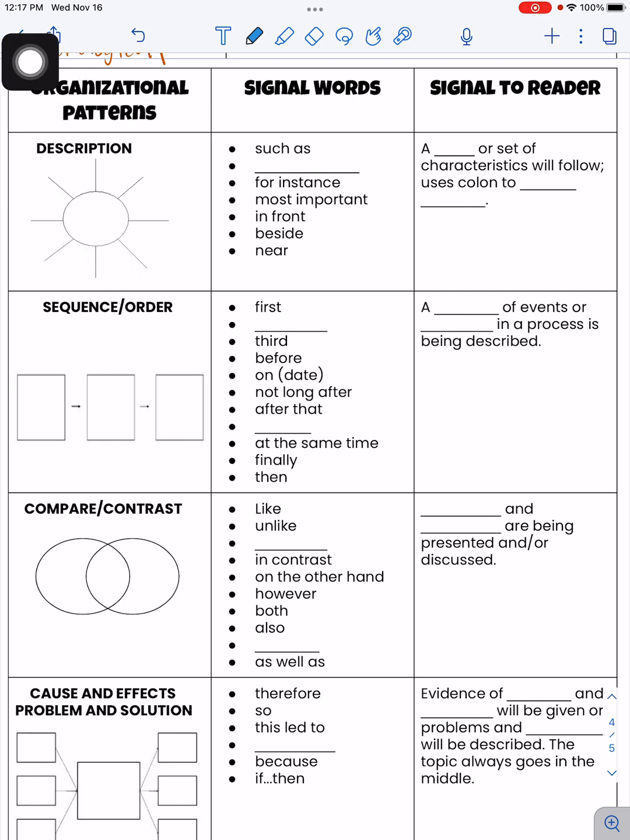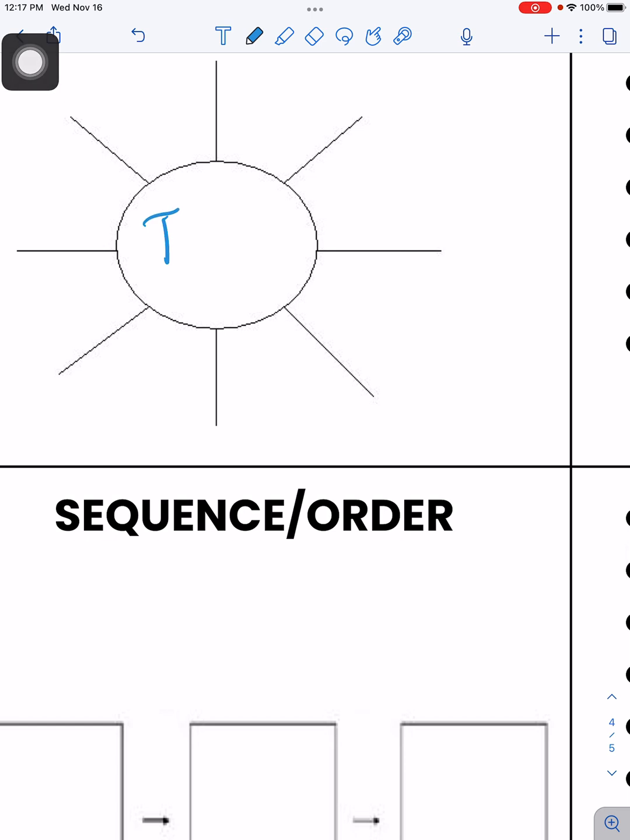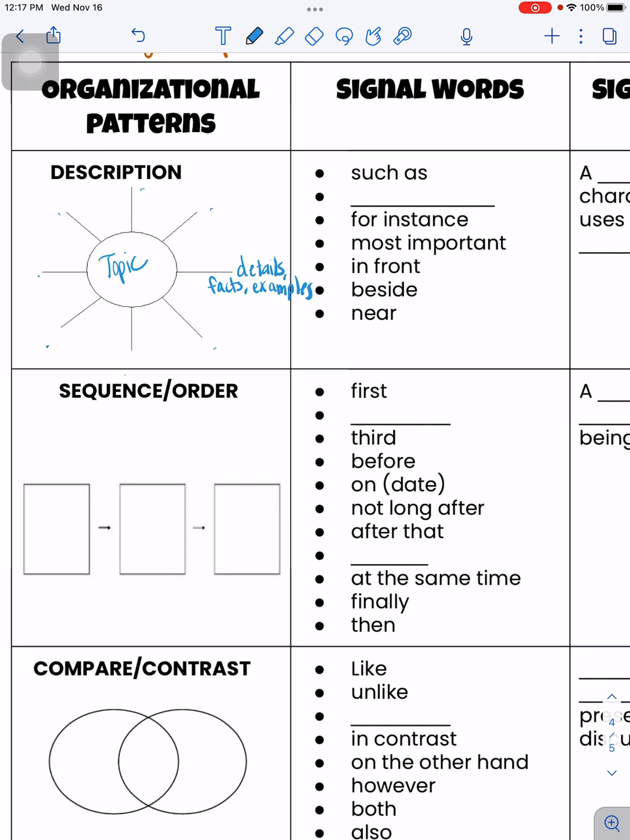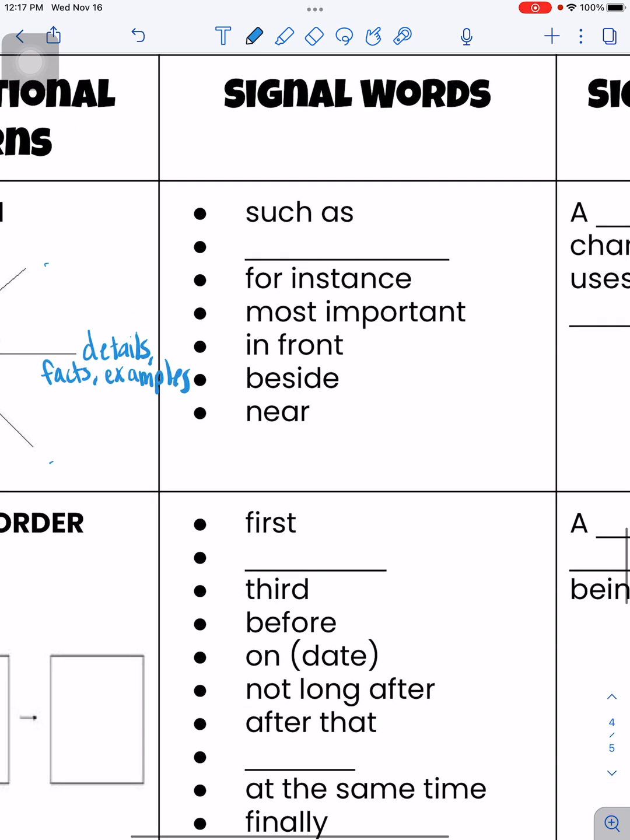So with this bubble map, you would put your topic in the middle, and you would put details, facts, examples, all around it on each of those lines. So that's how you would use that description thinking map. Signal words. So when you see these words in a text, this should clue you into the fact that you are probably looking at a descriptive text.